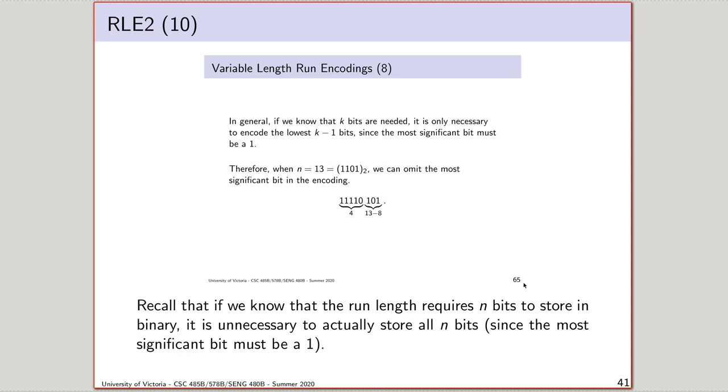So we have this issue that we came up with when we talked about the variable length binary encoding when we talked about RLE originally, which is that if I tell you the run length must be stored in 4 bits, you cannot store it in 3 bits. If it needs at least 4 bits, you know that the leading bit is a 1. So if you know the leading bit is a 1, why would you store it? In the RLE example, I would first encode the number of bits of the run length, so 4, and then I would just give you the last 3 bits. I wouldn't bother encoding the most significant bit because it's implied to be a 1.